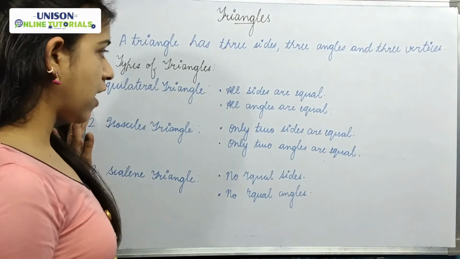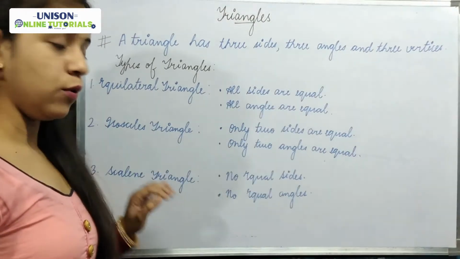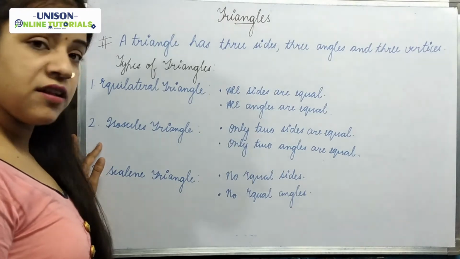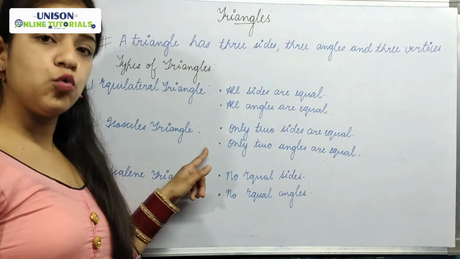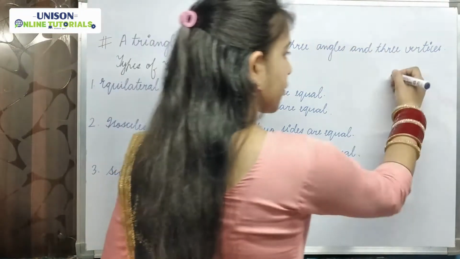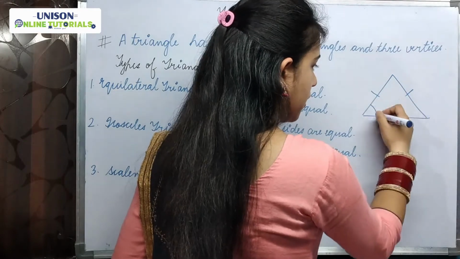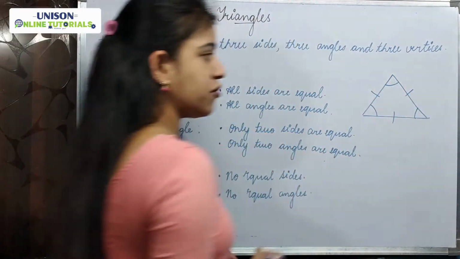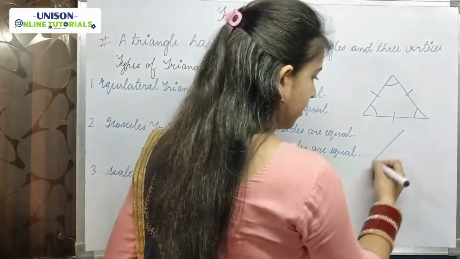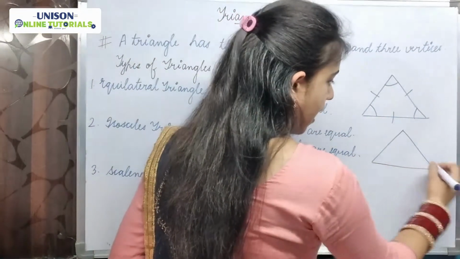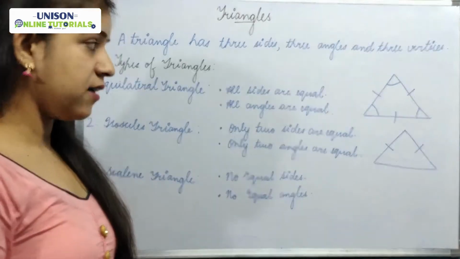First one, equilateral triangle, in which all sides are equal and all angles are also equal. And second one, that is isosceles triangle, in which only two sides are equal and only two angles are equal. So here you have an equilateral triangle in which all sides and all angles are equal. But in an isosceles triangle, only two sides are equal, and their opposite angles are equal.